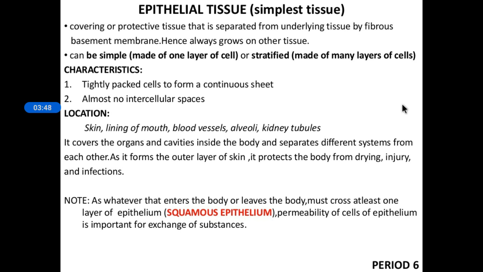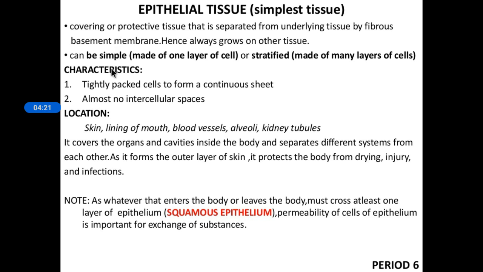Epithelial tissue: epi means outer cover, an outer protective cover. It is the simplest tissue, a covering or protective tissue that is separated from underlying tissue by a fibrous basement membrane, and hence always grows on other tissues. It is mainly seen in the outer cover of organs, cavities, etc. And it can be simple or stratified.